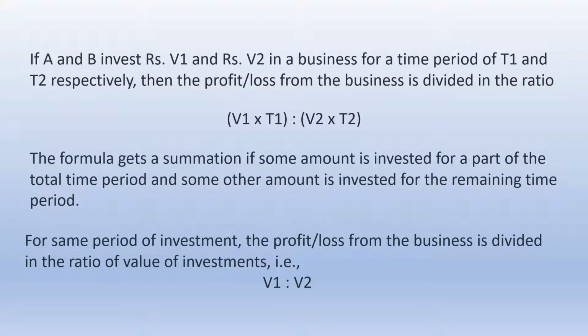Suppose A and B invest rupees V1 and V2 in business for a time period of T1 and T2, then the profit or loss from the business is divided in the ratio V1 into T1 as to V2 into T2. The formula gets a summation if some amount is invested for a part of the total time. So for the same period of time investment, we can write V1 as to V2.